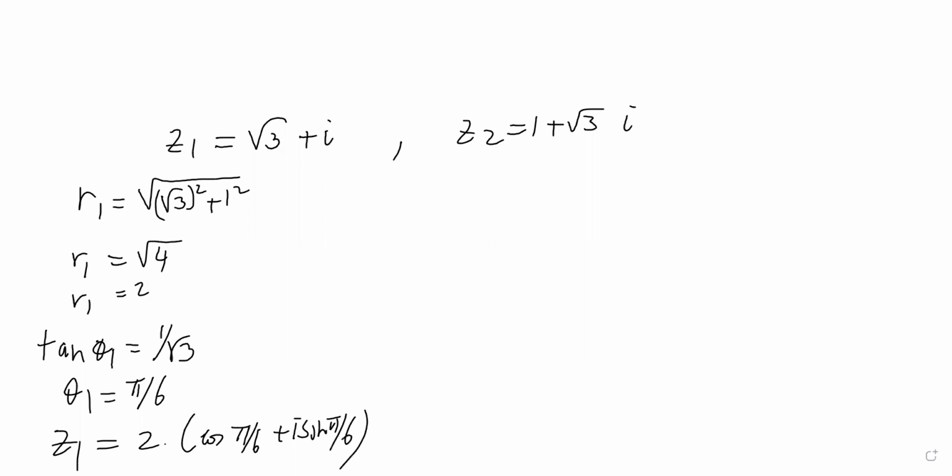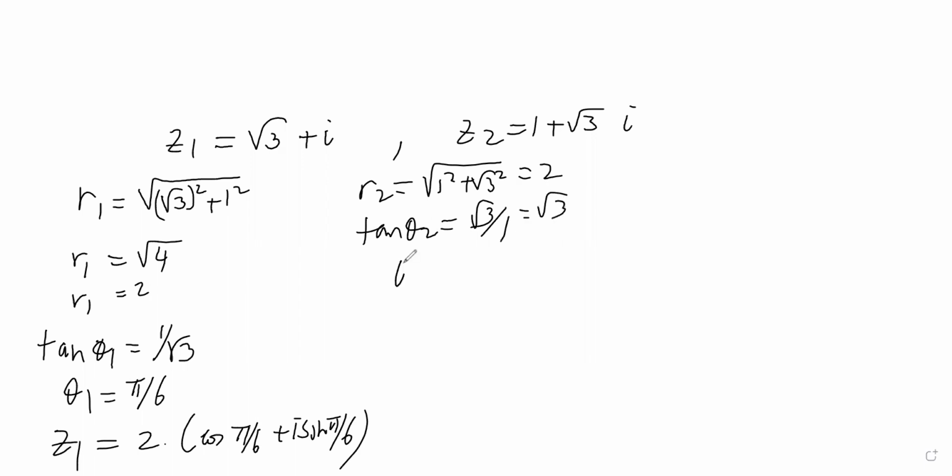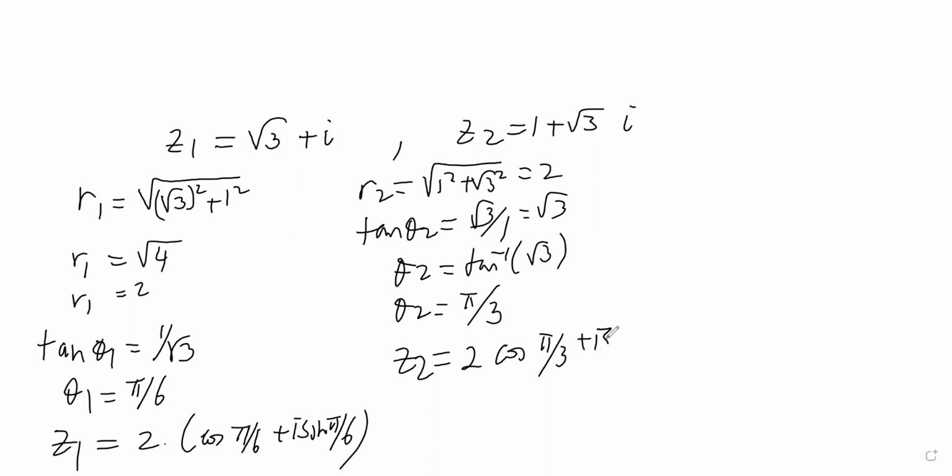Okay, that's z1. Now let's do the same thing for z2. So I'll compute r2, which is also 1 squared plus square root of 3 squared, and that's 2. And then tangent theta 2 equals root 3 over 1, which is root 3. And then theta 2 equals tangent inverse of root 3, which is pi over 3. And then z2 will equal 2 times cosine of pi over 3 plus I sine of pi over 3. So this is for z1 and z2.